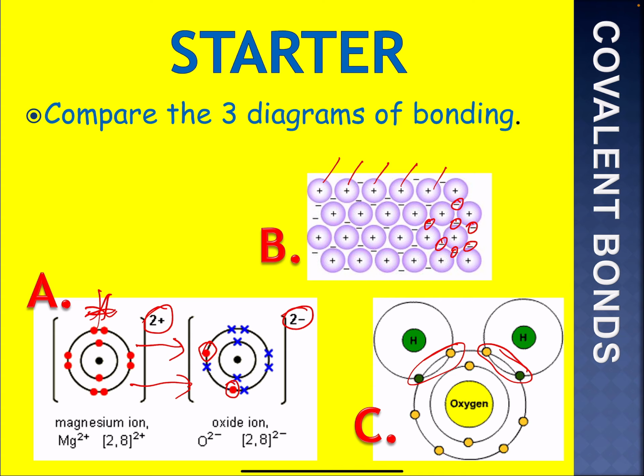And the interesting bit in C is hydrogen is a non-metal and oxygen is a non-metal. Whereas in A, magnesium is a metal and oxygen is a non-metal. Let's move on.